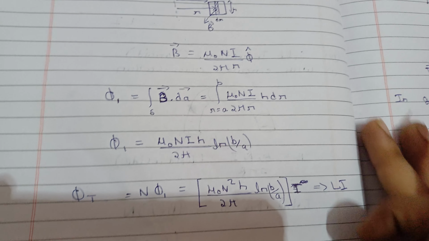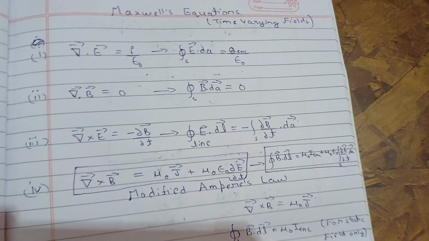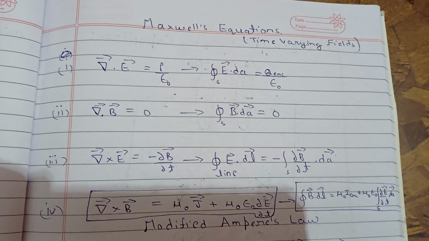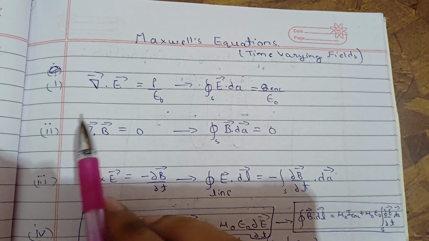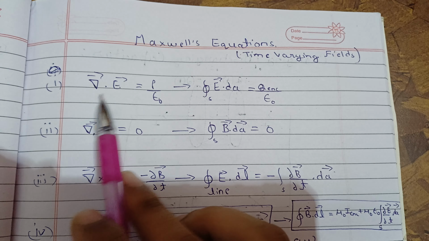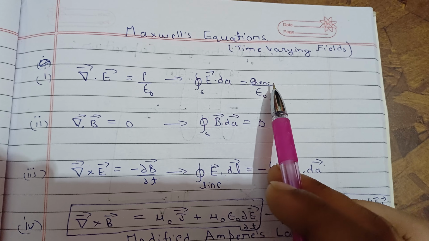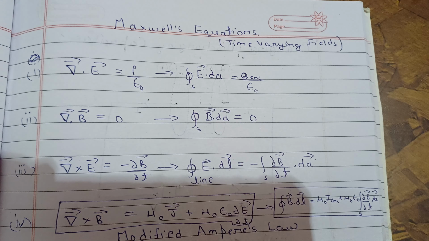So let's start the new topic, that is Maxwell's equations. Maxwell's equations are just what we have studied up to here. The first equation is nothing but Gauss's law, that is, the divergence of E is given by rho by epsilon naught, and in integral form we can write it as the closed surface integral of E dot dA equal to the total charge enclosed divided by epsilon naught.